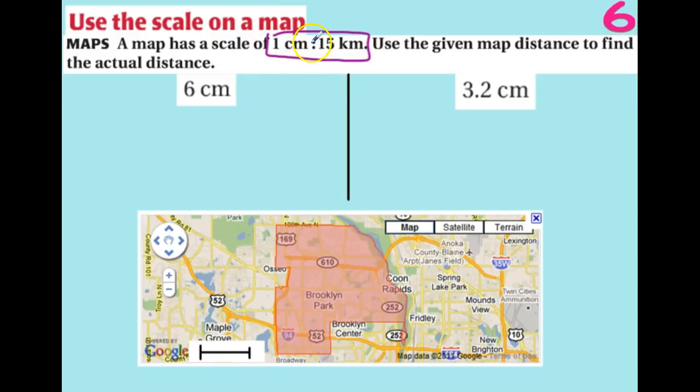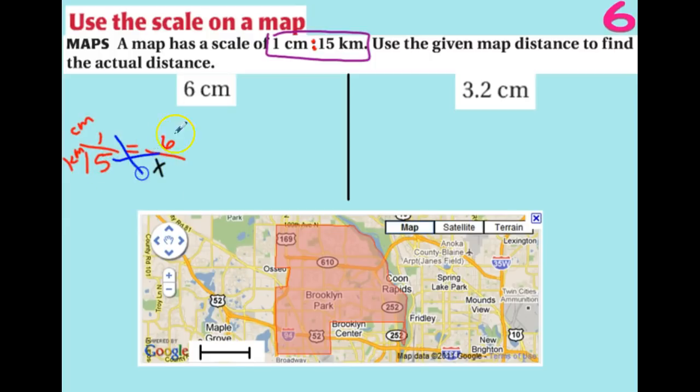Remember, we can write a ratio 3 ways. We can write this as a fraction, 1 centimeter over 15 kilometers. Now I'm not going to write the centimeters and the kilometers in the fraction because we're going to be cross-multiplying. Now they're giving us 6 centimeters. Centimeters really goes on the top. We need to figure out how many kilometers that would be in real life.